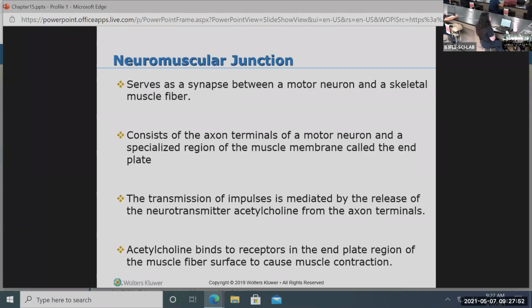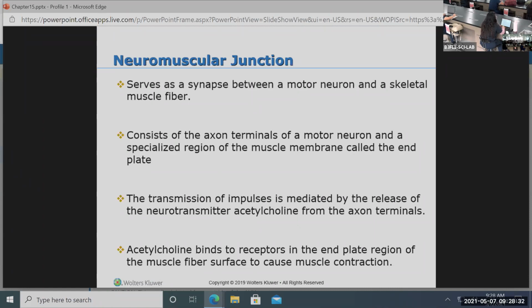It consists of what? It consists of the axon terminals of the motor neuron, which we also call the presynaptic terminal, and a specialized region of the muscle membrane that is called the motor end plate. Write it down, motor end plate. The end plate is a membrane located on the muscle cell, the plasma membrane of the muscle fiber. That region is called the motor end plate.